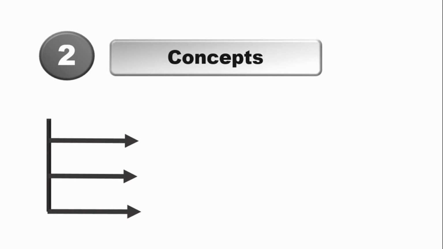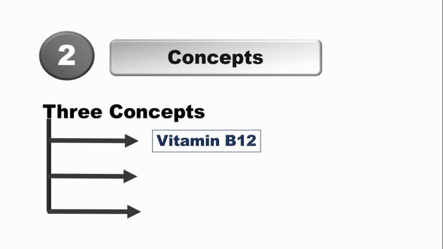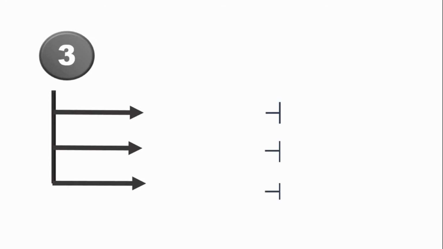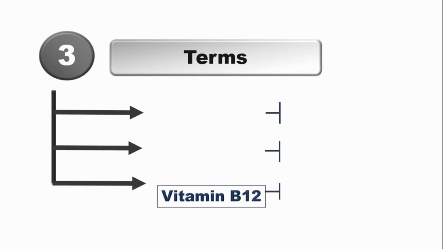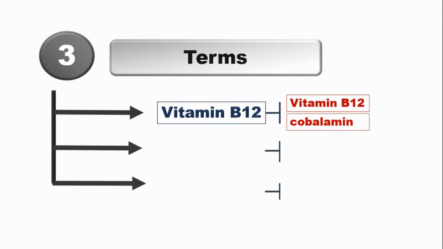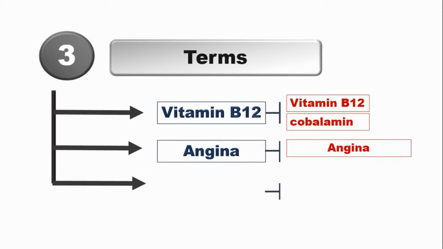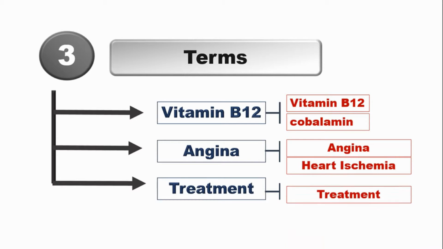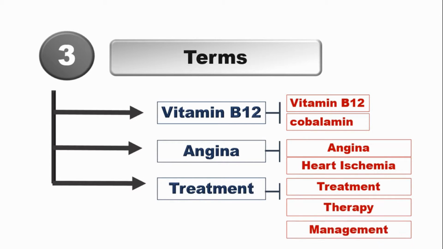In previous question we have three concepts: vitamin B12, angina and treatment. What are other terms that you can use for vitamin B12? Yes, I used cobalamin and vitamin B12. What about angina? I used angina and heart ischemia. For treatment, I used treatment, therapy, and management.